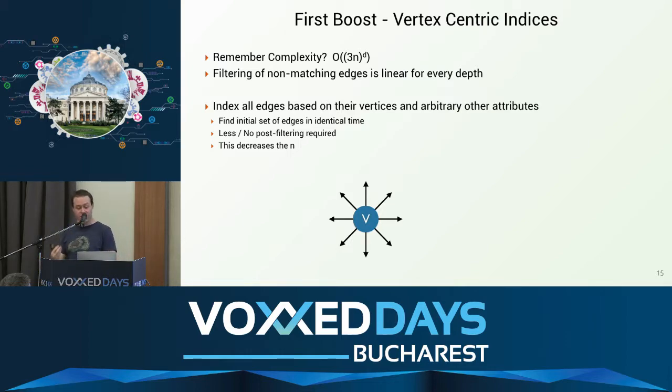So I can find the initial set of edges in identical time as I can with a typical edge index. But I do not have so much post-filtering to do, because the index already covers it for me. And this decreases the n, and therefore the overall complexity. So in the first example, I just start at v, and I have to check all the 8 edges. If I would now use a vertex-centric index based on v and the color, I would easily figure out that there are only 2 green edges pointing out of v.